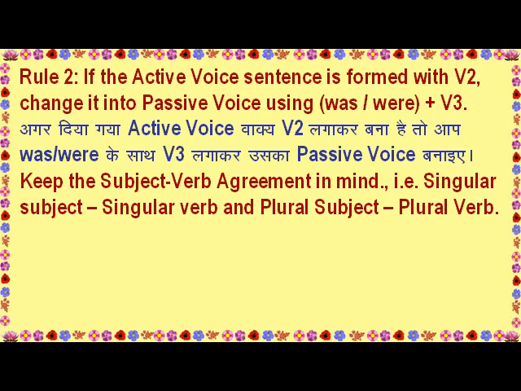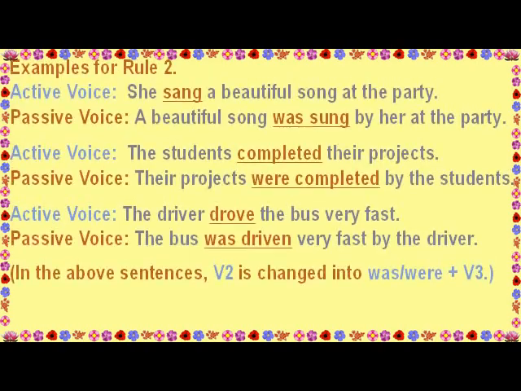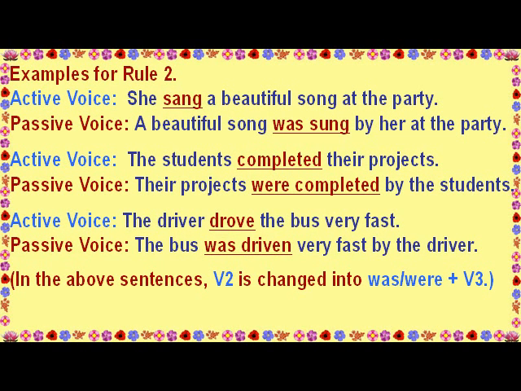Keep the subject verb agreement in mind. That is, singular subject, singular verb and plural subject, plural verb. Examples for Rule 2. Active voice: She sang a beautiful song at the party. Passive voice: A beautiful song was sung by her at the party.